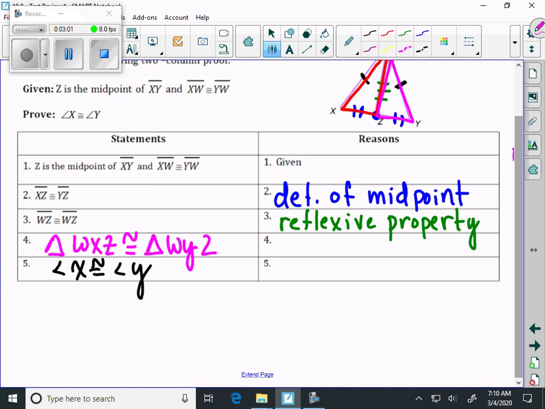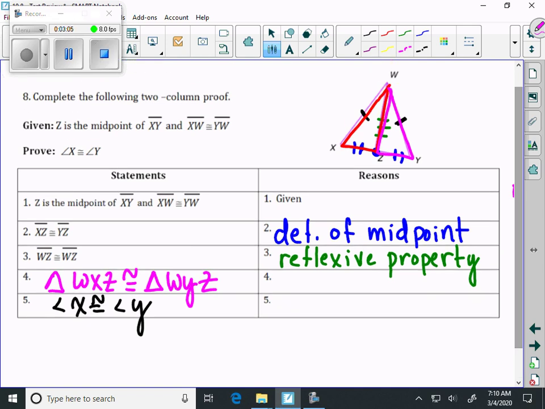Notice that I went in order of tick marks marked on those sides. So WX has one tick mark. XZ has two tick marks. I did the same thing in the other triangle. WY has one tick mark. YZ has two tick marks.